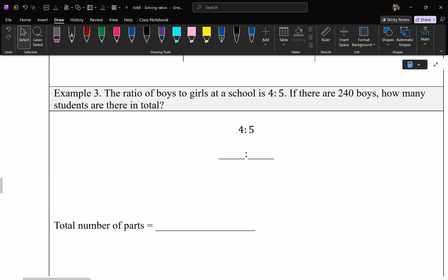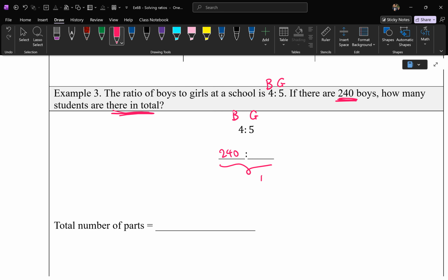So the scenario is you've got a ratio of boys to girls. So the school has a 4 to 5 ratio. Okay? So it's a 4 to 5 ratio and that's boys to girls. So boys is 4. So every 4 boys, there are 5 girls. They're saying if there are 240 boys, how many students are there in total? Okay, so it's 4 to 5. You know it's 240 boys.